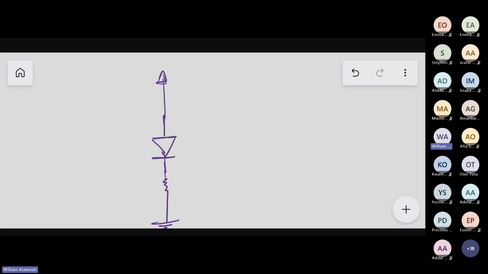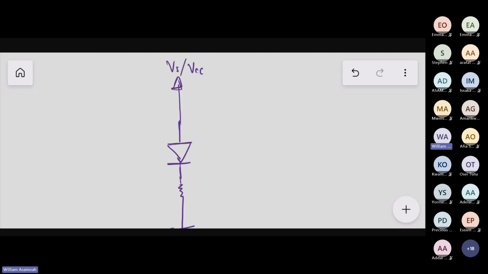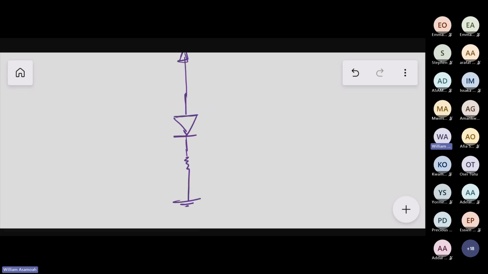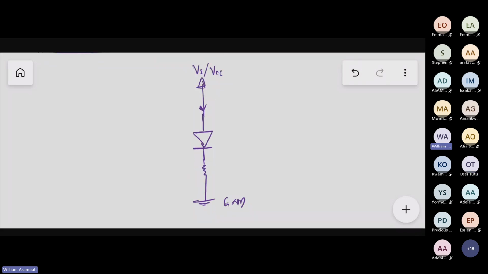What happens is this. Now imagine that this voltage supply, that we call VS, at times we call VCC, is a symbol for voltage supply. So when you see VS or VCC, it means voltage supply. Then this one goes to ground, which is represented by GND. So current moves this way to ground. Now look at what happens.